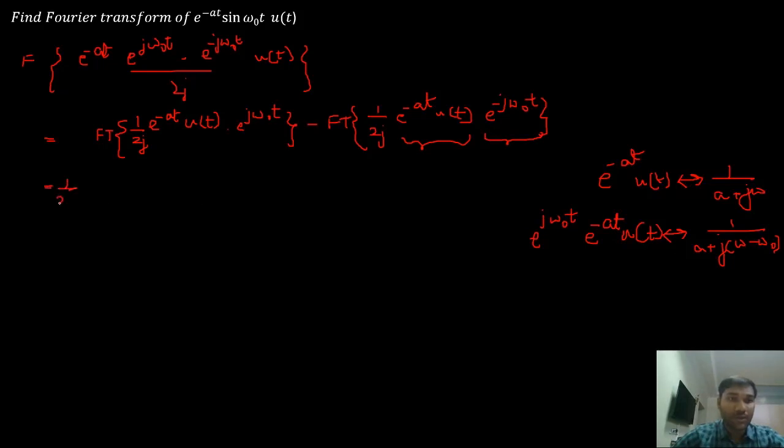So 1 by 2j is a constant. And for this, the Fourier transform of e power minus at u of t e power j omega naught t is 1 by a plus j into omega minus omega naught, minus, for the second term it is 1 by a plus j into omega plus omega naught, right?